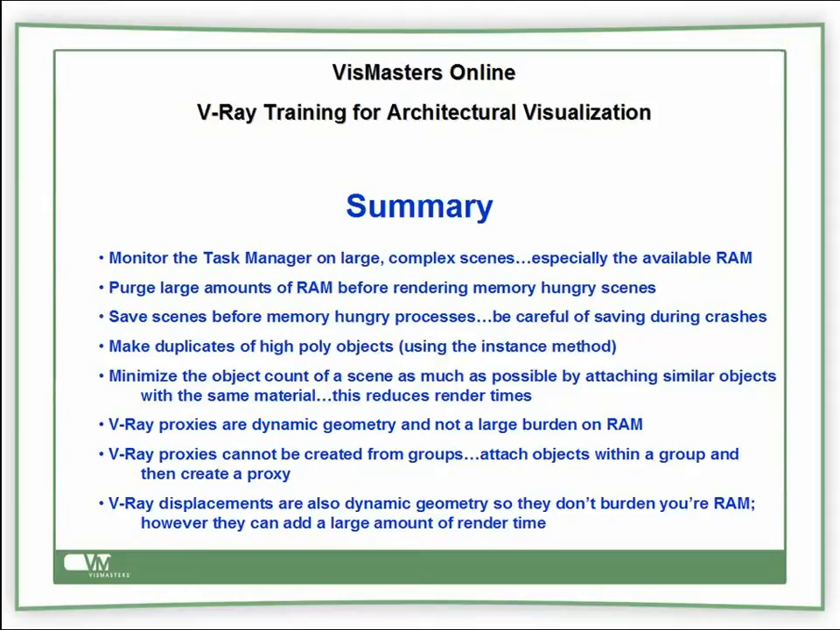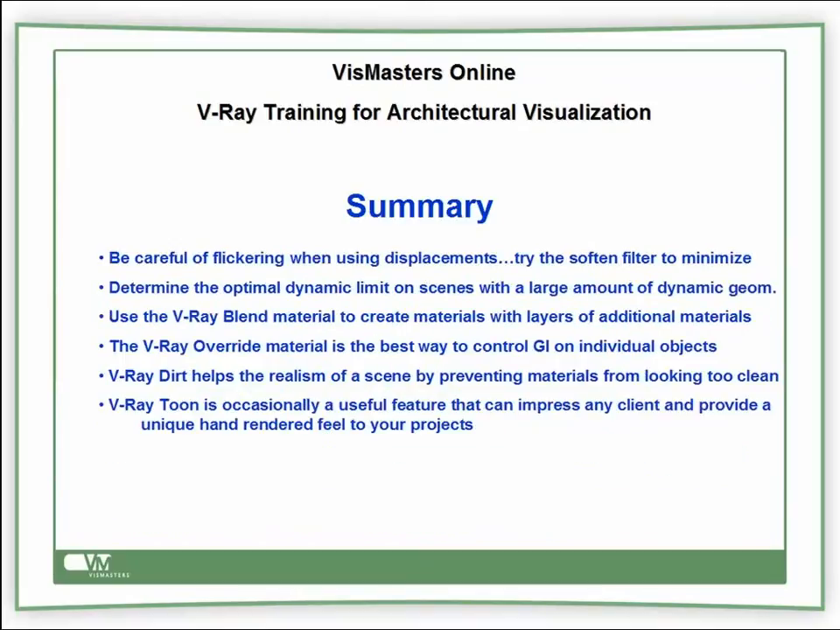The V-Ray displacement modifier is a great feature that can do for the realism in your scene as much as any other feature. It's dynamic geometry, so even though it can add some render time to your scene, it at least isn't as much of a burden to your RAM. It's difficult to create animations with this modifier without the effect of flickering, so always test a small portion of your screen prior to rendering a long animation. And speaking of dynamic geometry, figure out what the optimal dynamic memory limit value is and use that value. Too high or too low of a value can drastically increase your render times.